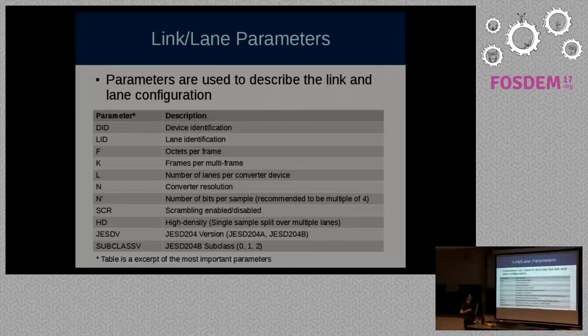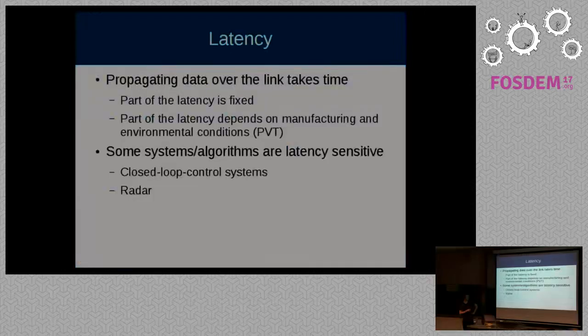Let's talk about deterministic latency quickly. Propagating data over a link takes time. Like you might have pipeline delay, and also propagating the signal from A to B over your transmission line takes time. Part of this is fixed, you know how many pipeline cycles you have, but part of this is also variable and depends on manufacturing differences and environmental conditions, again, process, voltage, temperature.